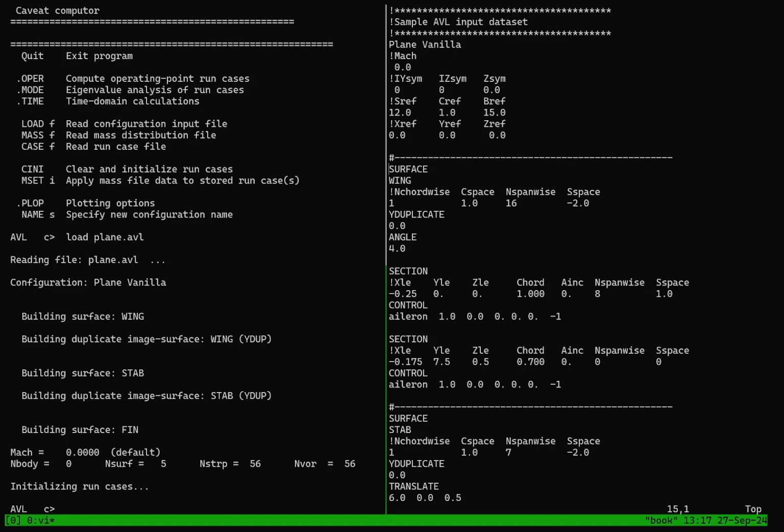So we have a wing. Anything after SURFACE means it is an entirely different aerodynamic surface, and the first line is the name of the surface. It's called wing. When you see Nchordwise equal to 1, this is actually using lifting line theory. Basically, there is only one vortex in the chordwise direction, by default on the quarter chord, and there are 16 spanwise vortices discretizing the vortex system associated with that wing. YDUPLICATE 0 means the aerodynamic surface is duplicated at y equal to zero, so it's symmetric. ANGLE 4 means it is pitched 4 degrees above the angle of attack of the entire airplane. So if the airplane is at 1 degree angle of attack, this wing is going to be at 5.